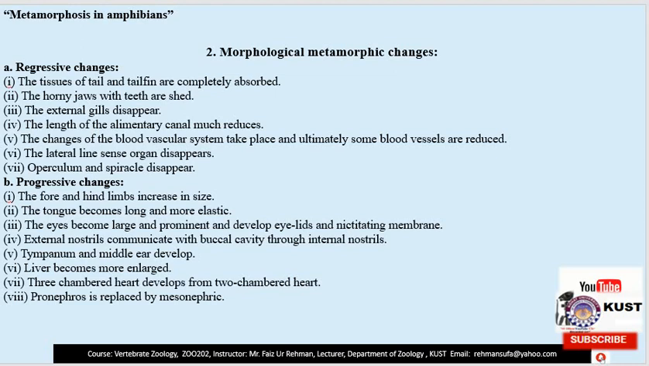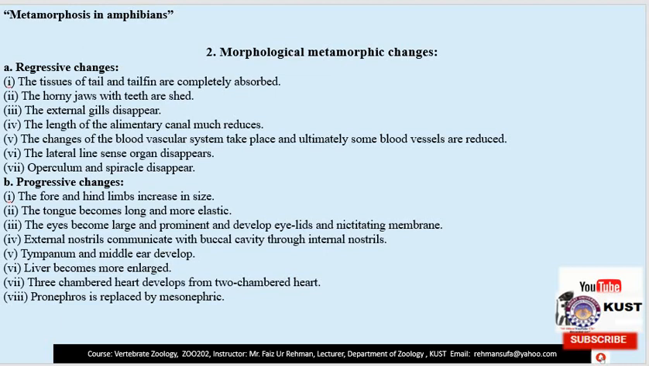Morphological metamorphic changes. These are also divided into two phases: regressive changes and progressive changes. Regressive changes: the tissue of the tail and tail fin are completely absorbed. The horny jaws with teeth are shed. External gills disappear. The length of the alimentary canal is much reduced. The blood vascular system changes, and ultimately some blood vessels are reduced. The lateral line sense organ, operculum and spiracle disappear.